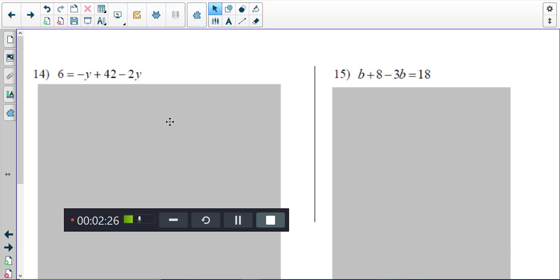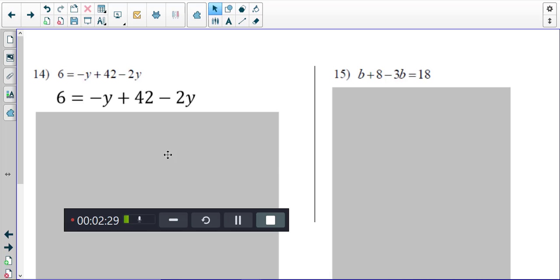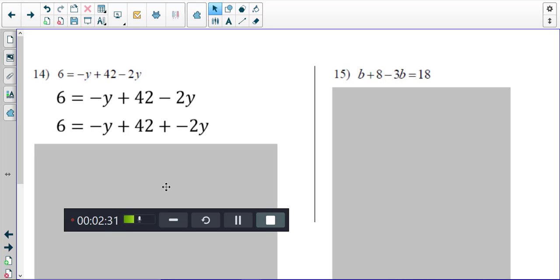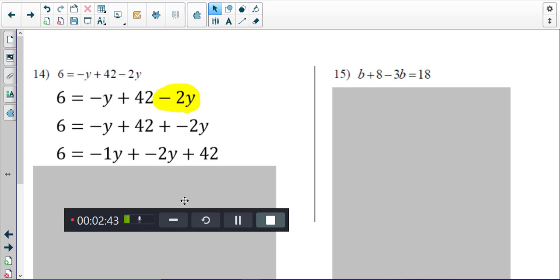So kind of like question number 12, we do want to simplify first. So the first thing I did was I rewrote minus 2y as plus a -2y. Again, that's because I'm going to be moving some terms around to simplify. The next step is to put my like terms side by side. So I have -1y plus -2y. I also added that coefficient of -1 in front of our y, or the 1 there. -1y plus -2y plus 42.